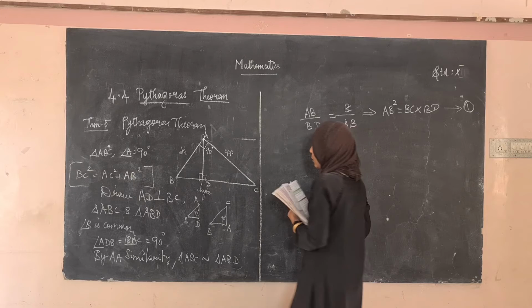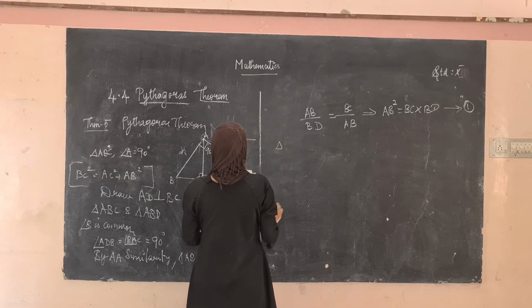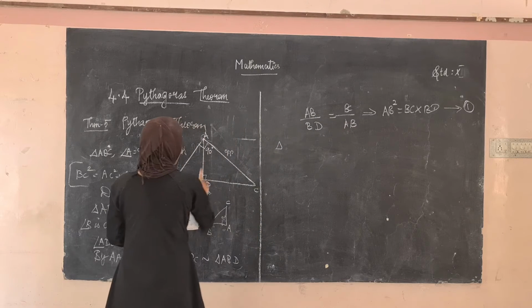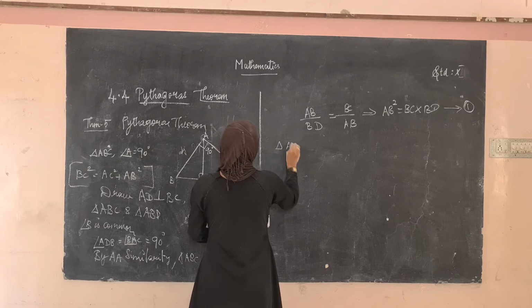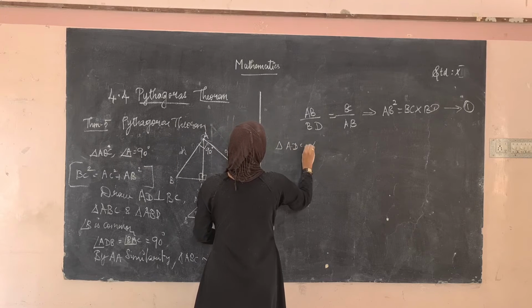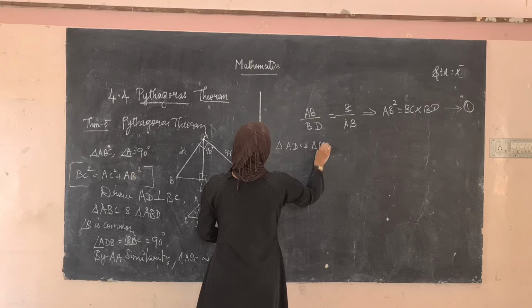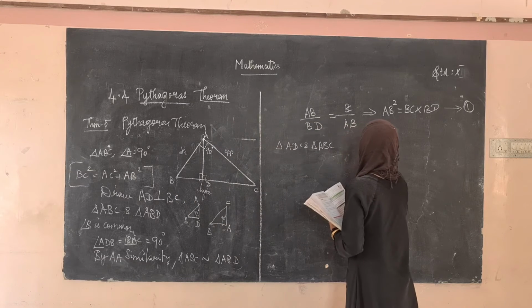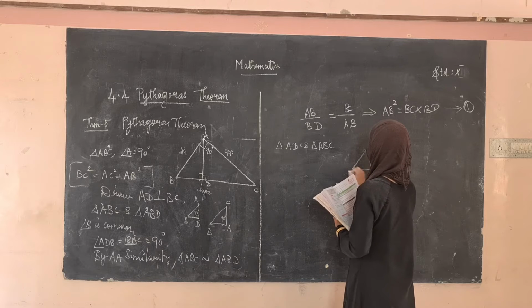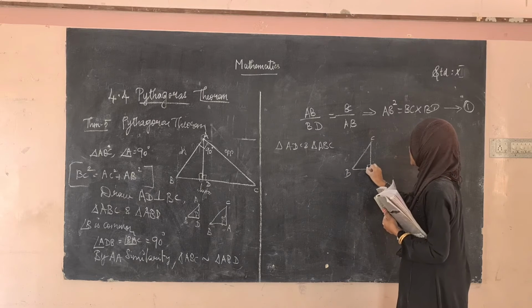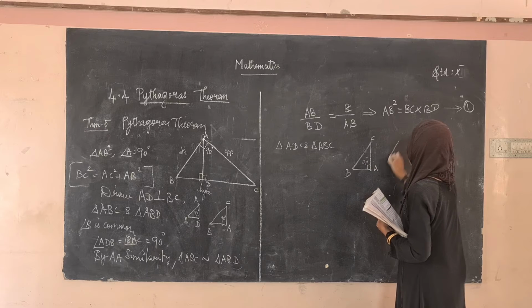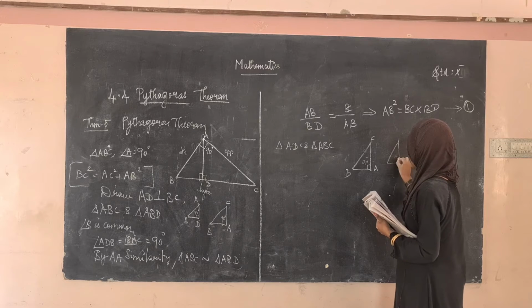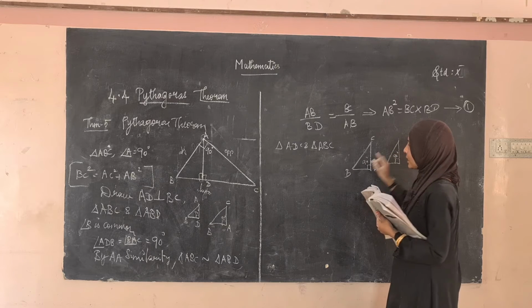And again what we are going to do is consider triangle ADC and triangle ABC. Shall we draw the diagram roughly? This is A and this is B and this is C. This is at 90 degree. And again we have to draw a diagram. Here should be 90 degree, that is ADC.